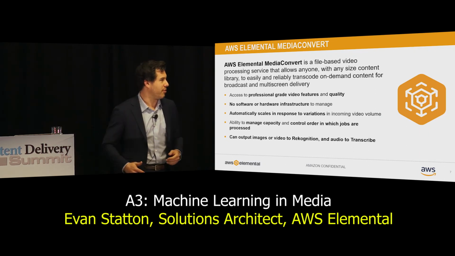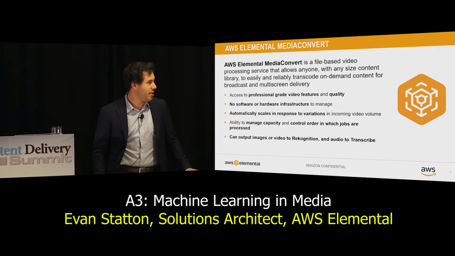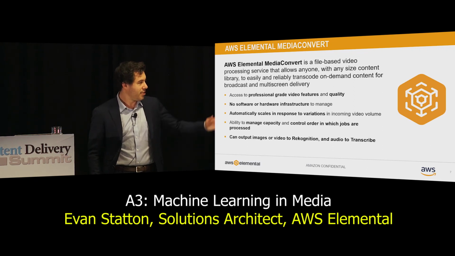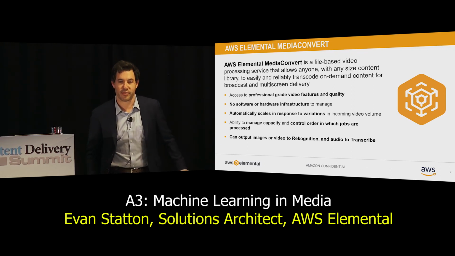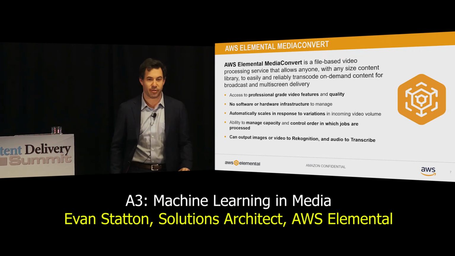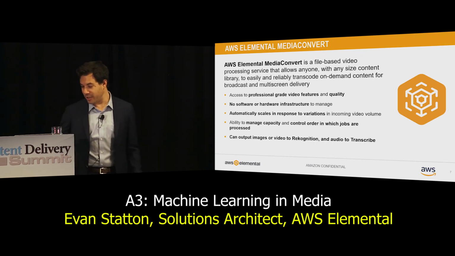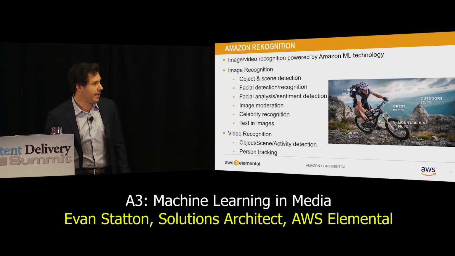Here's a slide on MediaConvert. Like I said, it's a file-based transcoder. It has professional-grade features and quality, and I'm not going to read all the points, but the one at the bottom I think is interesting for this conversation: it can output images or video to Rekognition and audio to Transcribe. So that's the first step in getting some automatic machine learning data going, sending it to those services in the first place.